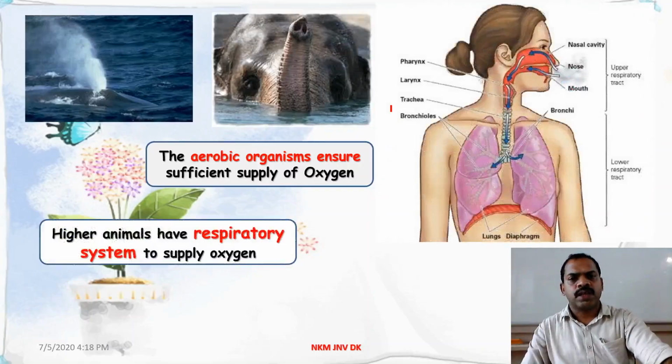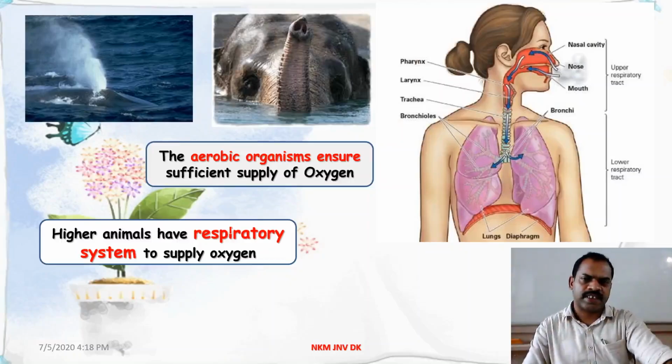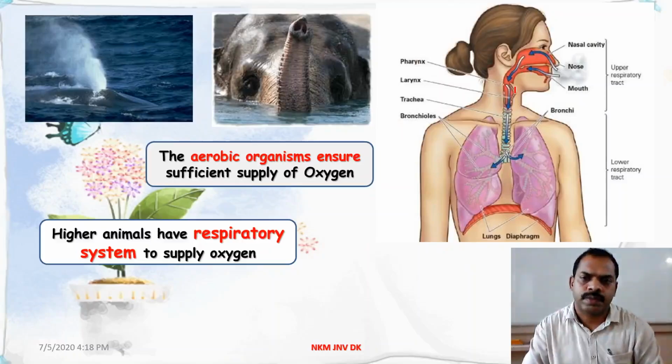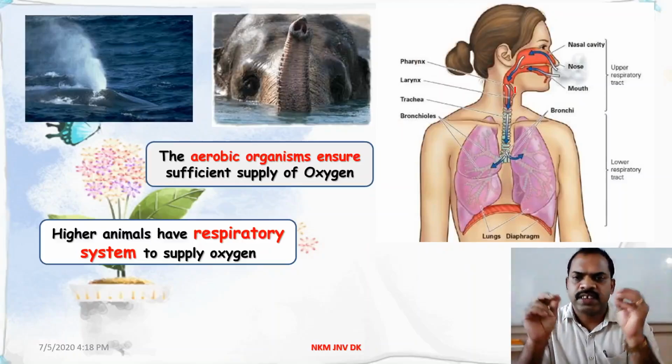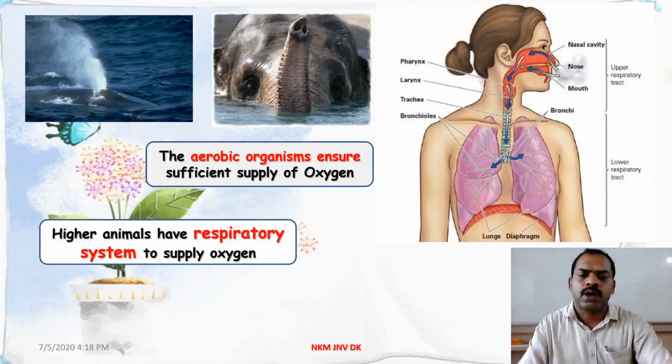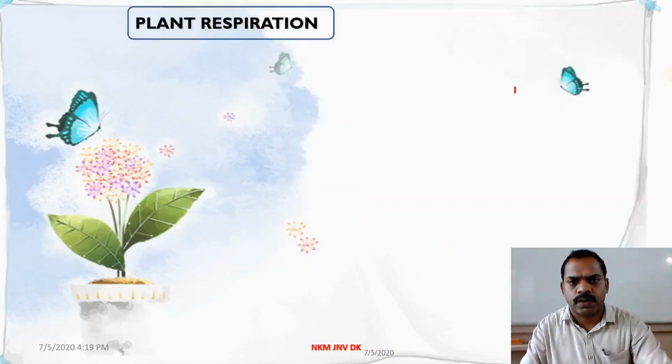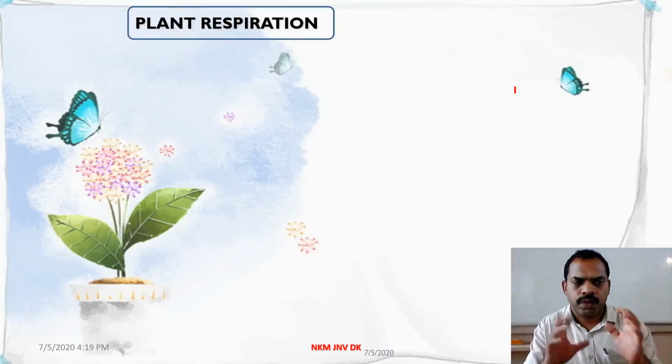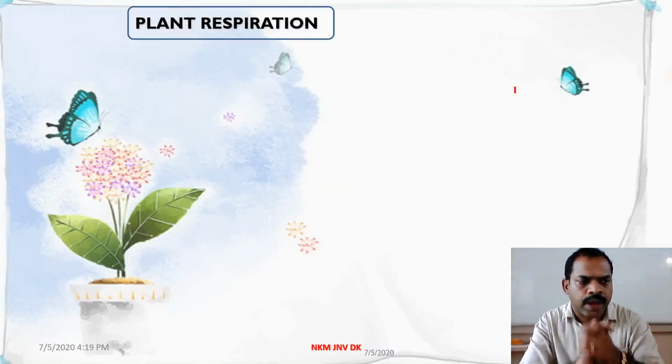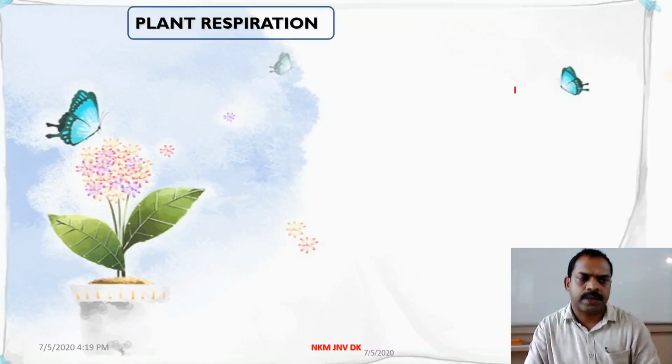And they have a special respiratory system here. Not like bacteria or yeast, which are single cell. We have a respiratory system, a group of organs working together. That is called a respiratory system, found in the higher organisms. So first we will see how plants do respiration.